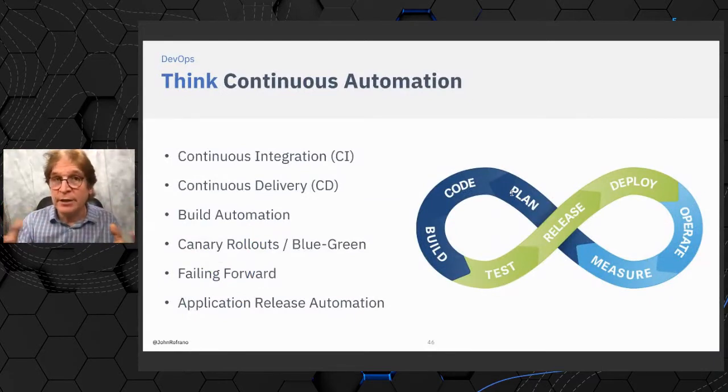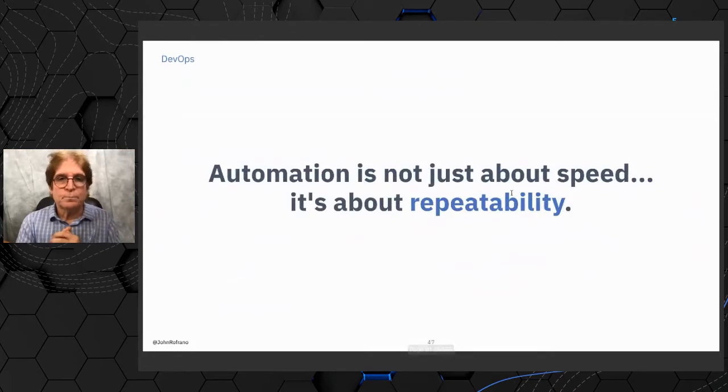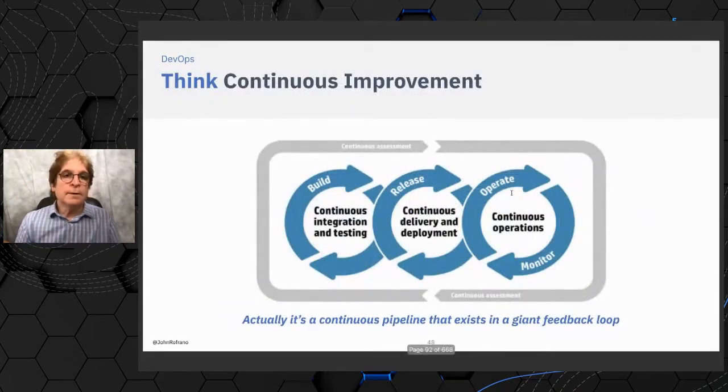You've got to think continuous automation. We're going to talk about continuous integration and continuous delivery in this talk later. Now, automation, as I said, is not just about speed, it's about repeatability. And think about continuous improvement, right? You want to get these feedback loops where you can put stuff out there, see if the customer likes it, and then iterate on it, right?